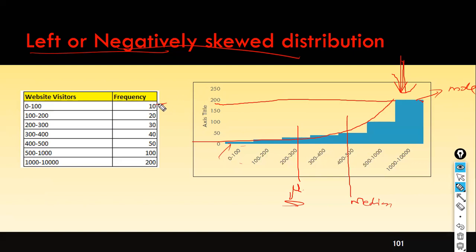You can see that the frequency starts from a very low value and goes to a high value in an incremental way. This is a kind of ascending order. If it is in descending order, with 200 and then 100, that is your right skewed distribution. By looking at the frequency itself, you can tell quickly whether it is left skewed or right skewed.